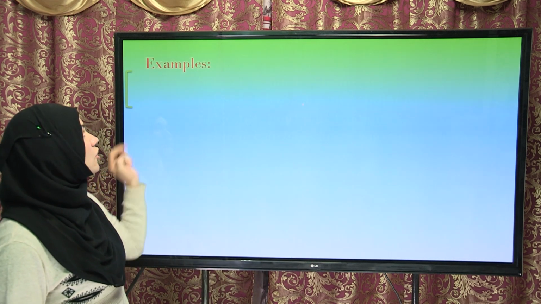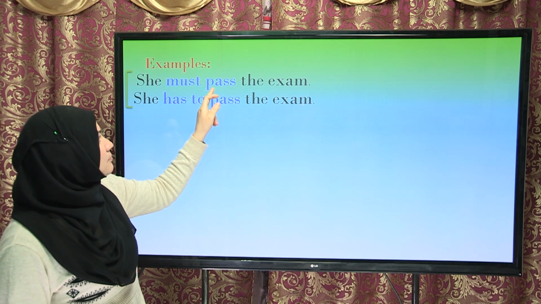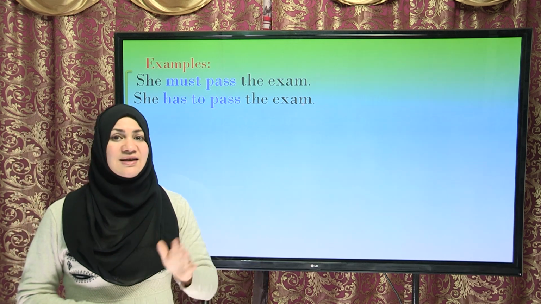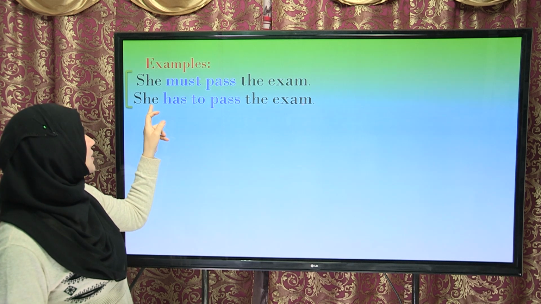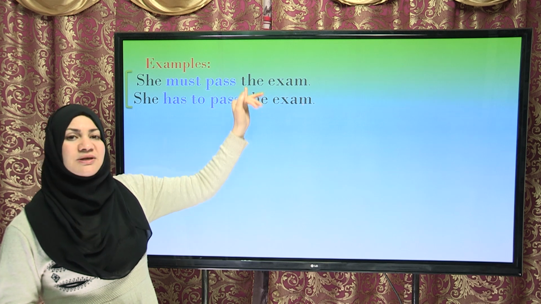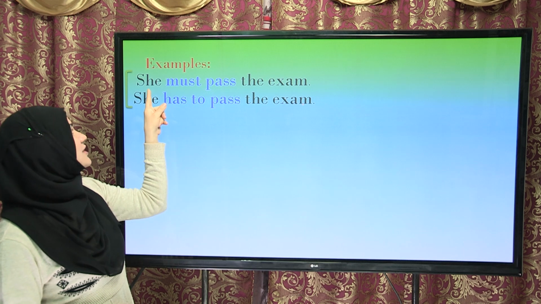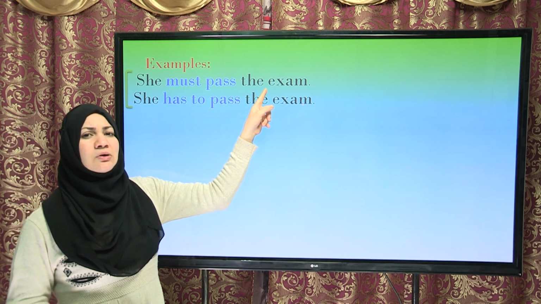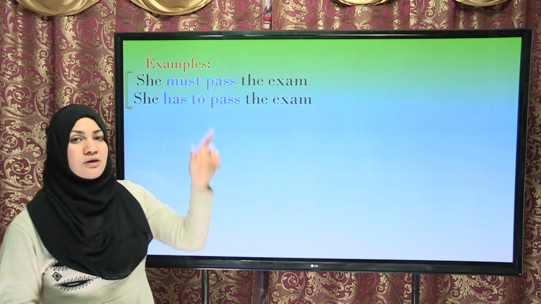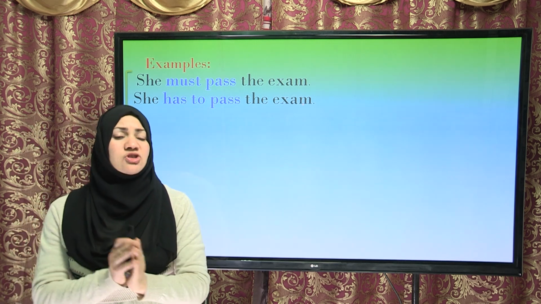Examples, we have, of course, positive form. She must pass the exam. You see here, she must pass the exam. And here, she has to pass the exam. Both modal verbs express obligation. But here we can see the difference maybe in meaning. She must pass the exam. Here it means maybe your parents asked you to pass the exam. Your parents obliged you to pass the exam.